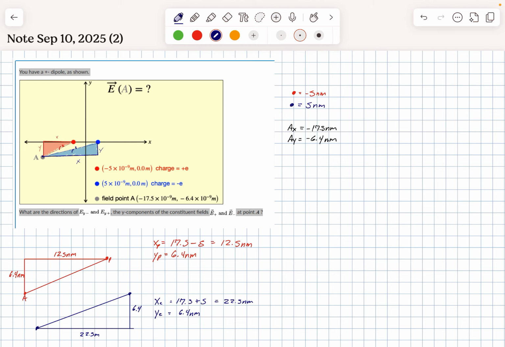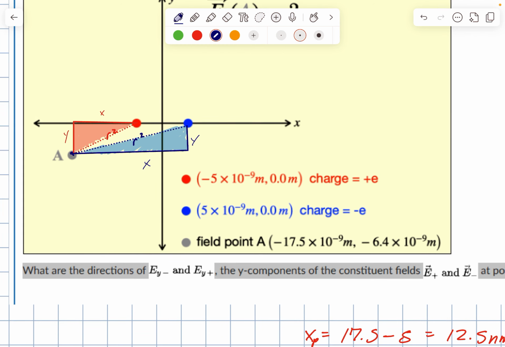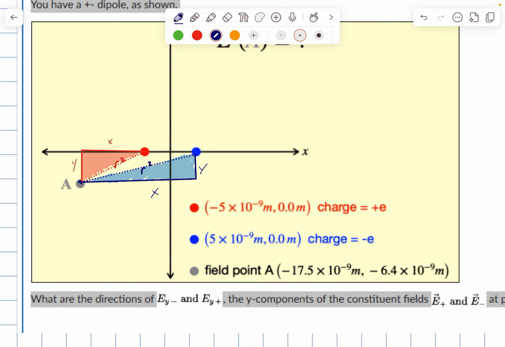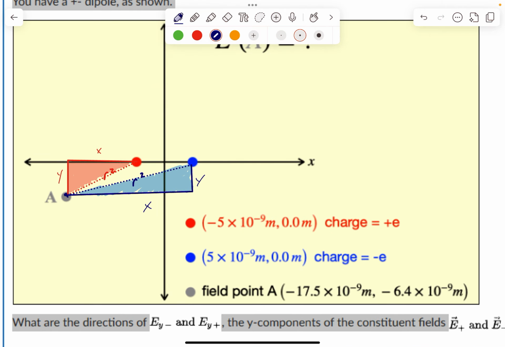This is why Dr. B was saying right triangles are going to be your best friend as well. Just seeing anywhere that you can plug in the Pythagorean theorem and trig functions is going to help you out a lot. So solving for these is going to be a simple a squared plus b squared equals c squared. In this case, it's going to be r squared.